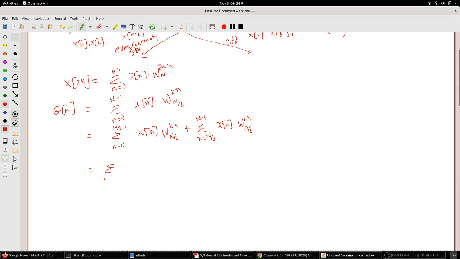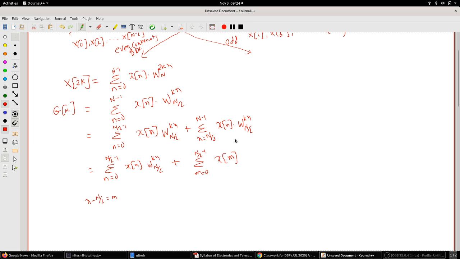Now summation n equal to 0 to N by 2 minus 1 x of n into W_{N/2}^{kn}, plus this. What I am doing in this case is making n minus N by 2 equal to some value m. So what I will have is summation m equal to 0 to N by 2 minus 1 x of m.